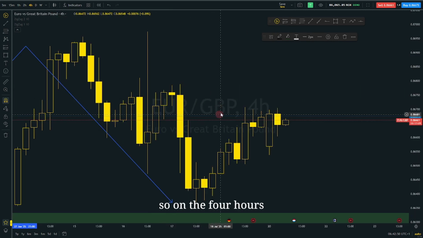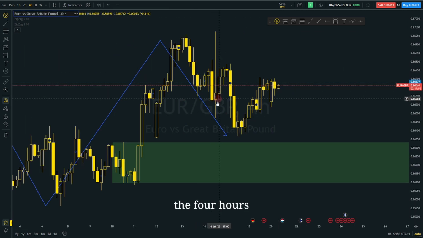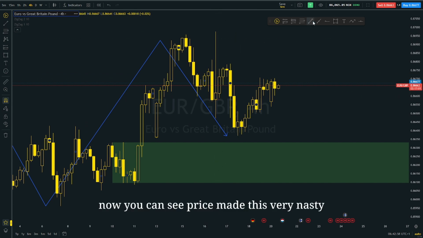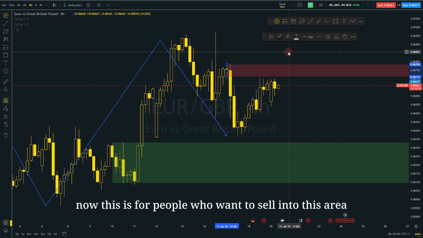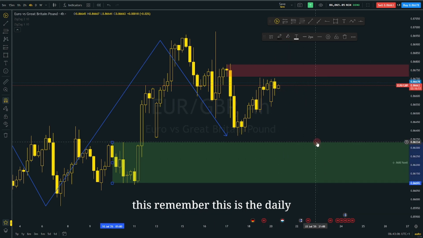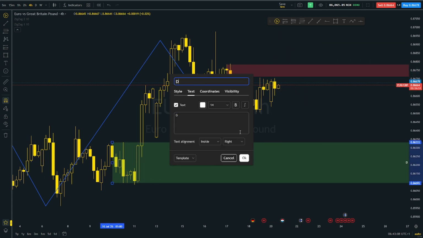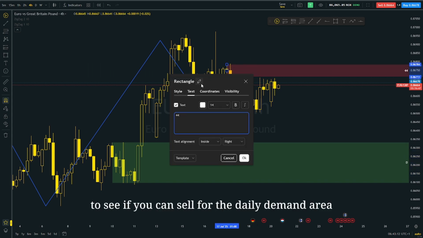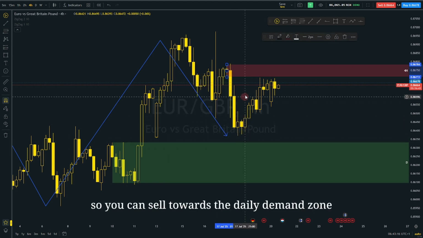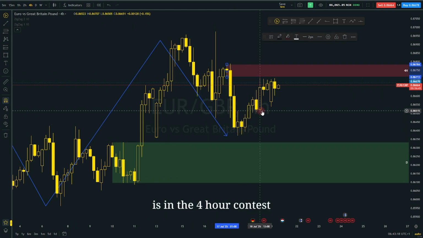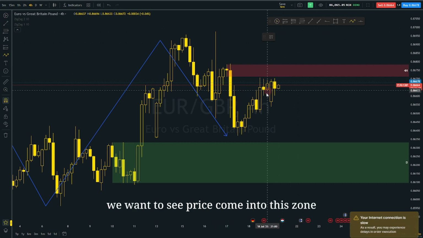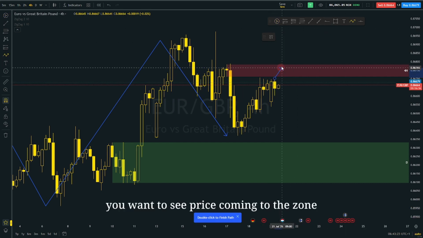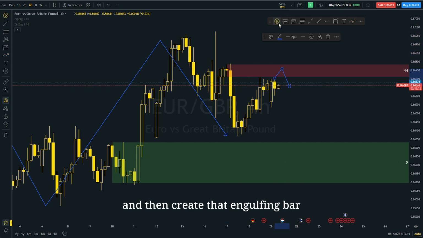So on the 4 hours, you can see price made this very nasty move. Now this is for people who want to sell into this area. Remember, this is the daily. So using the 4-hour context to see if you can sell towards the daily demand zone, we want to see price come into this zone and then create that engulfing bar.